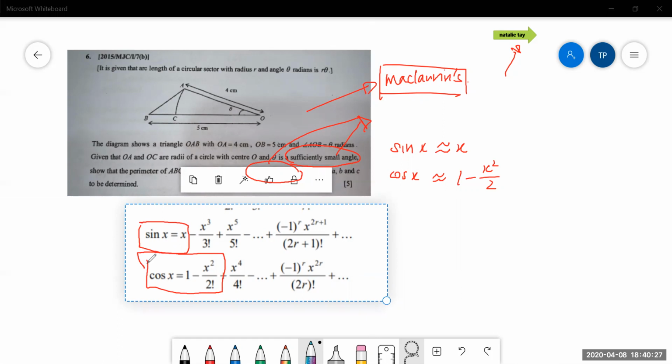Wait, how come cosine x equals 1 minus x squared over 2 factorial, but sine x only equals x? Just remember, it's just up to the x squared term. For higher powers of x, it is negligible already. If x is small, imagine x is like 0.000001, then you cube it, raise it to power 5, power 7, power 8, you will get even smaller. You don't even need to regard it anymore. Make sense?